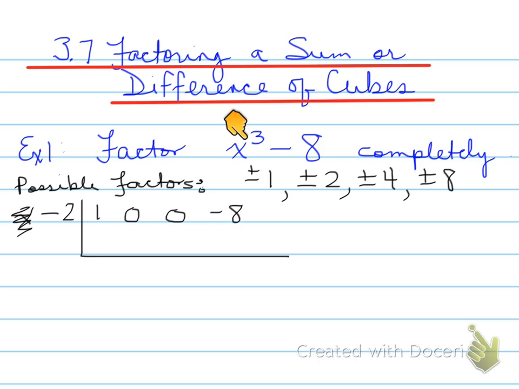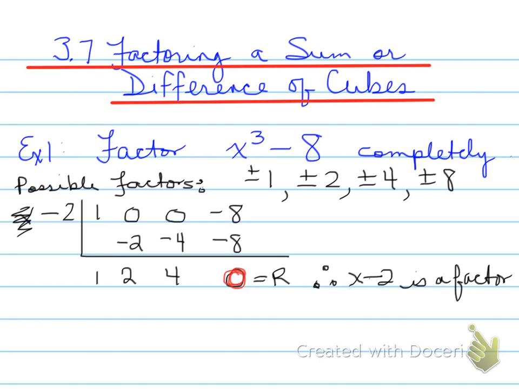Well, don't forget, this is a cubic function, and there should be 4 terms. The other 2 terms are zeros, so that's what we're writing here. And now we use synthetic division to get our answer. We know that the remainder is going to be 0, therefore x minus 2 is a factor.